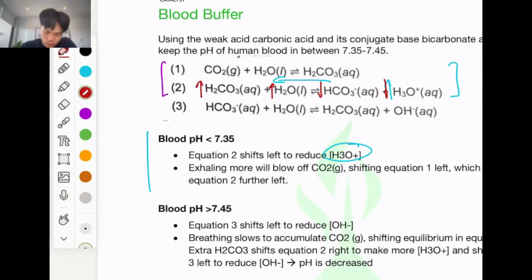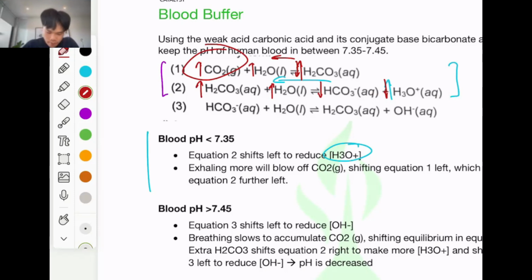In doing so, that increase in H2CO3 shifts the top equation to the left, increasing H2O and CO2. So the net effect is you've turned all that extra H3O plus into CO2 gas, which can now be exhaled by the body. And that is how we can buffer that acidic change. Does that make sense first for everyone?